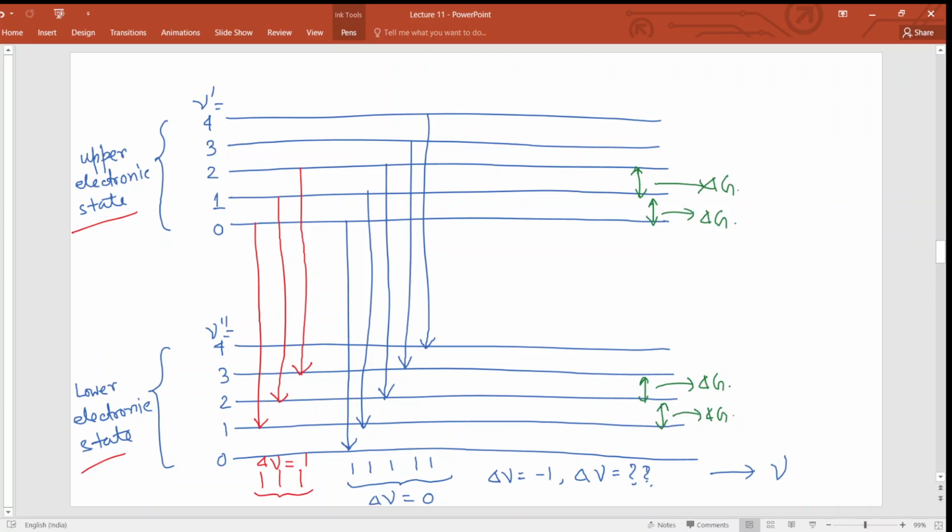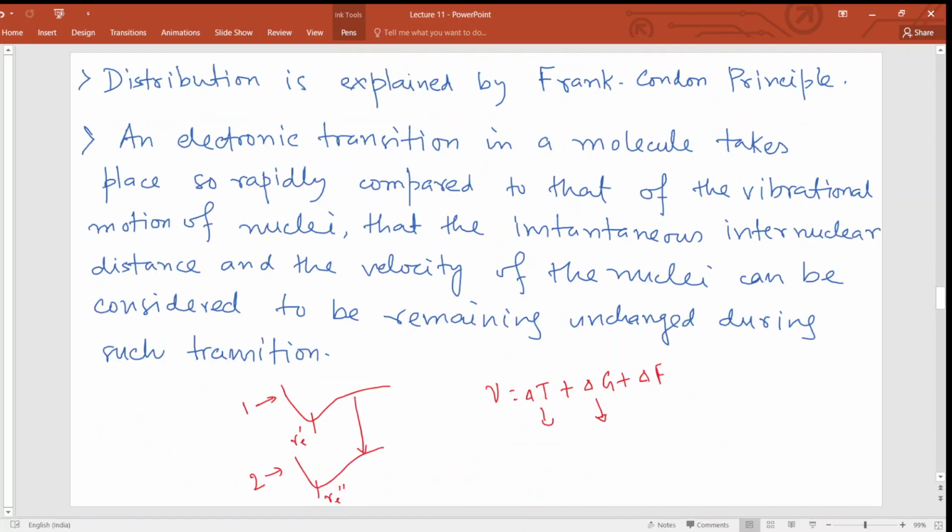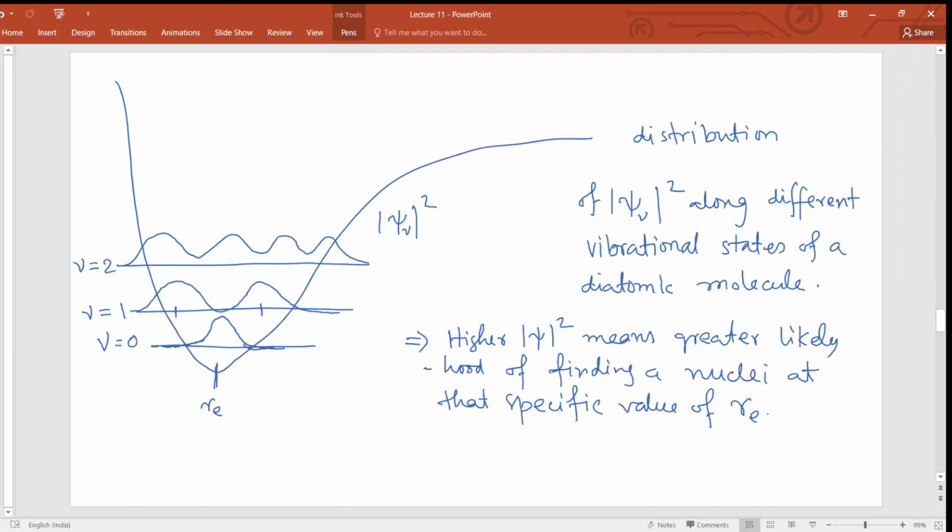However, the number of transitions determines the intensity, or final intensity, of the spectral line. And then here we talked about the Franck-Condon principle, and it says what is the most likelihood of having a transition in this case.